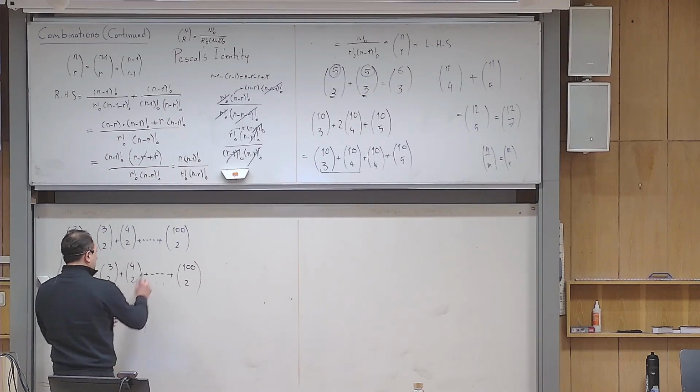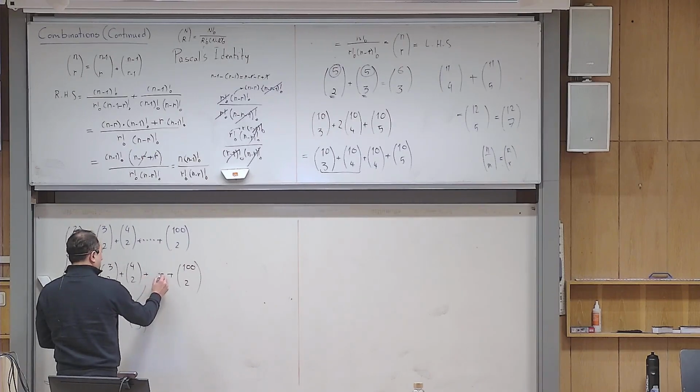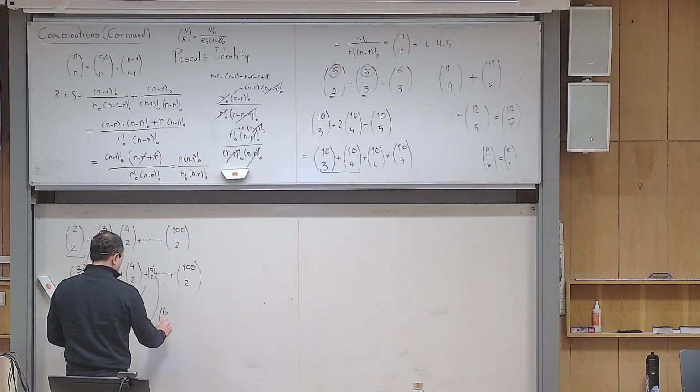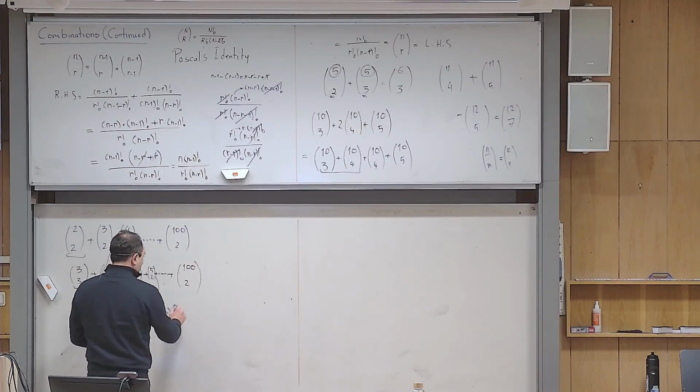And then what is coming next, for example, in this dot dot? This is coming C(5,2). Yes. So this one with the next one makes another Pascal's identity. So this becomes C(6,3). And hopefully you can continue this pattern.